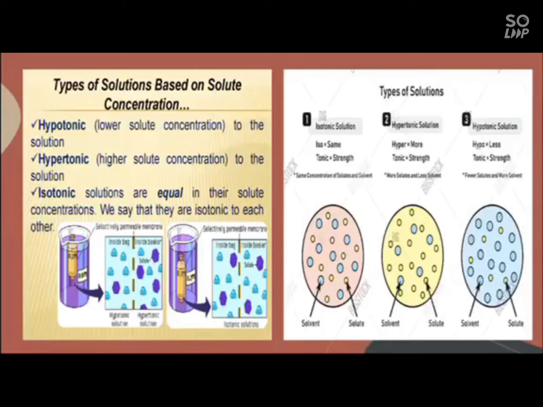Types of solutions. Isotonic solution. Iso is same, tonic is strength. Same concentration of solutes and solvent. Hypertonic solution. Hyper is more, tonic is strength. More solutes and less solvent. Hypotonic solution. Hypo is less, tonic is strength. Fewer solutes and more solvent.